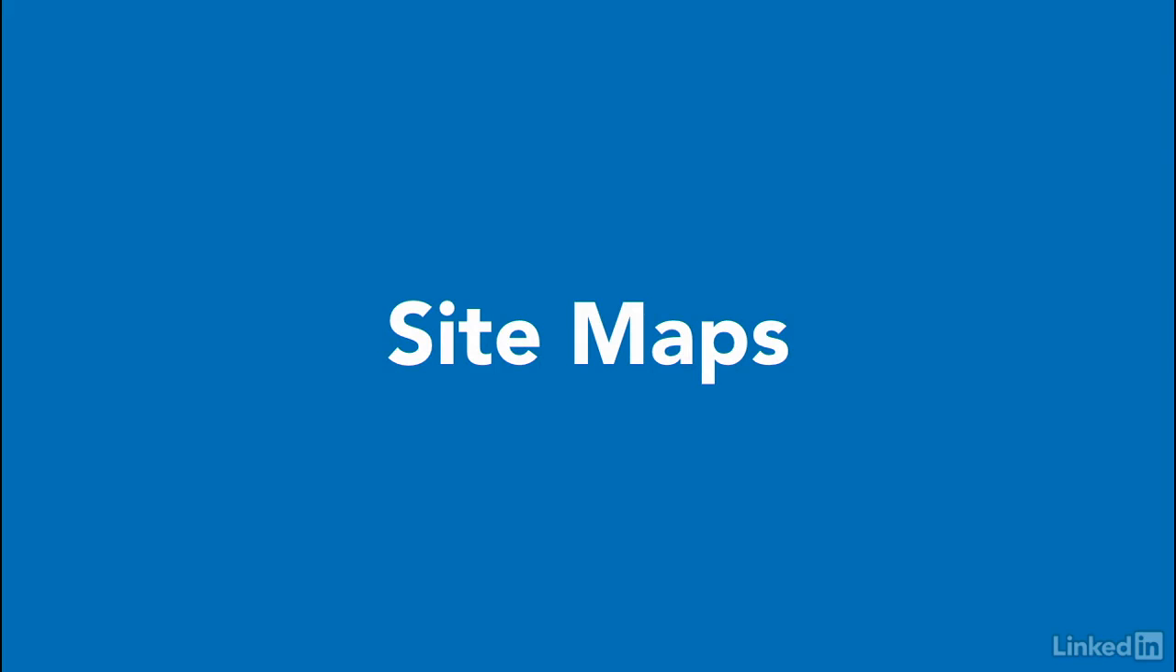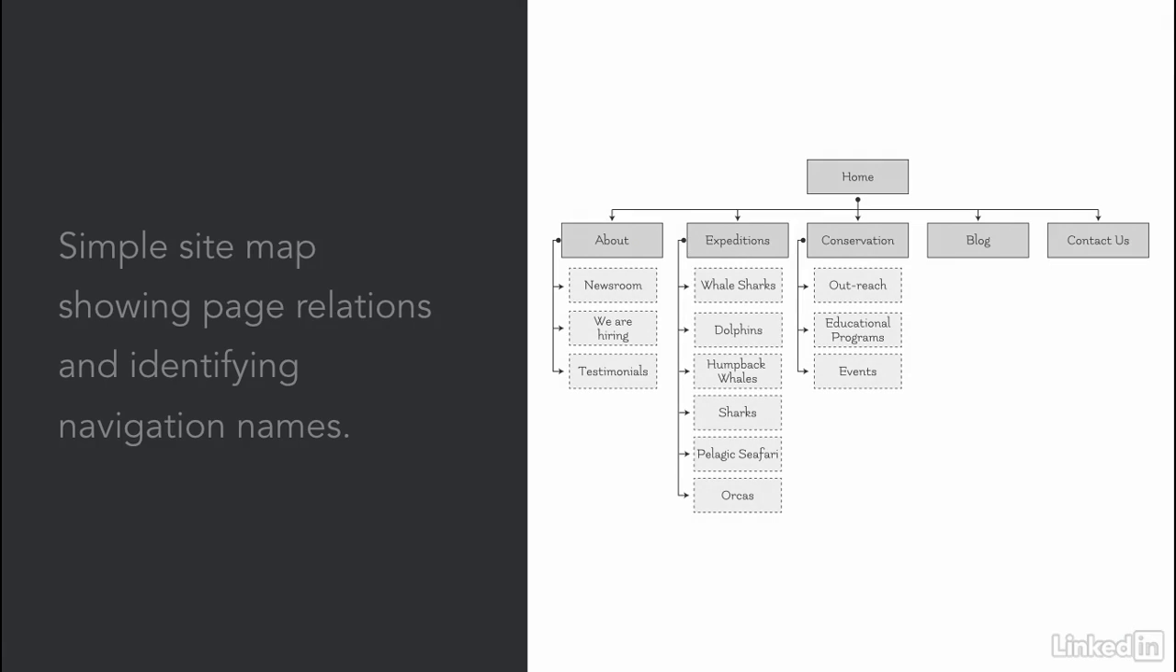A sitemap is a list of all the pages of a website. It's used to show your client the flow of a website, showing them where things are going to go, how it's going to be structured, etc. It can also be used to lock down the page relationship and navigation names. It is a helpful document to create and use during the planning phase of web development.